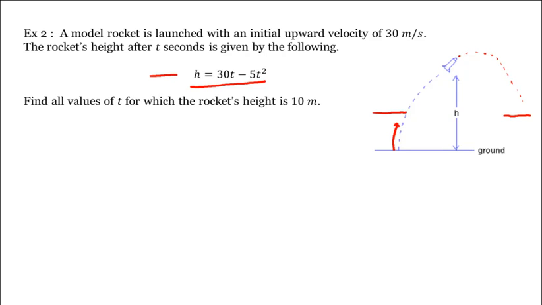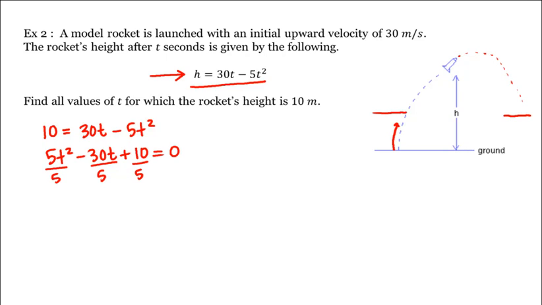And we can find these times by plugging 10 in here for h and solving for t. Namely, 10 is equal to 30t minus 5t squared, and bringing all the terms to one side gives us 5t squared minus 30t plus 10 is equal to 0. And now we can divide everything by 5 to simplify this equation, which gives us t squared minus 6t plus 2 is equal to 0. Now this does not factor, so let's use the quadratic formula to help us solve for t.